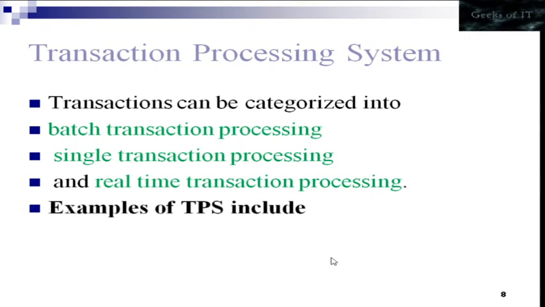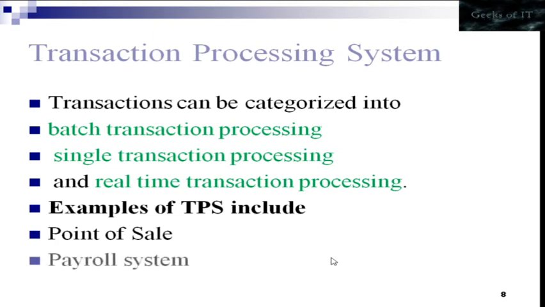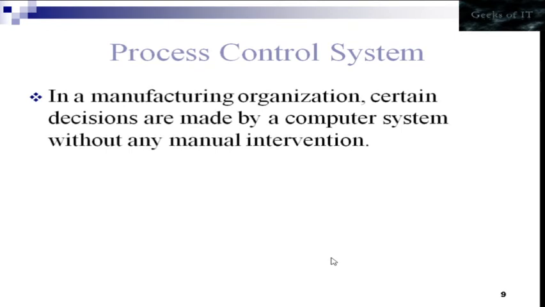Examples of transaction processing systems include the point of sale system that records daily sales history, the payroll system which processes the employees' salaries, loans management, etc., and the stock control system which keeps track of the inventory levels. Process control system.